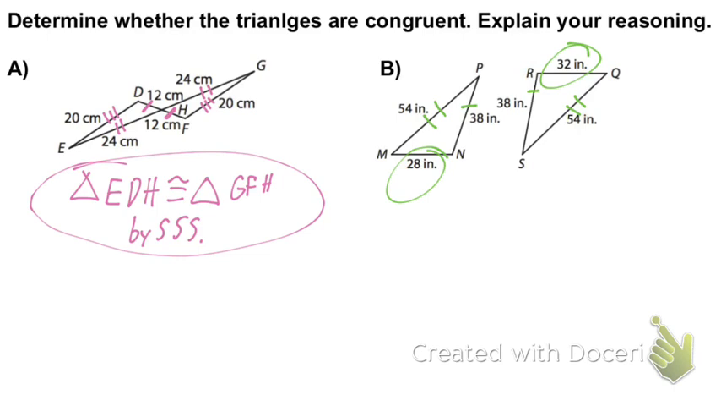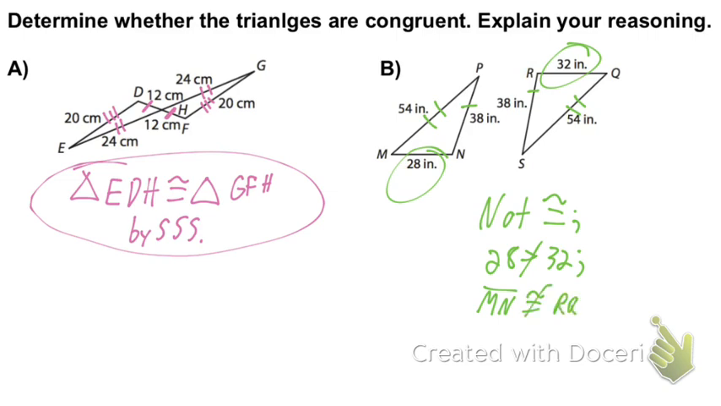So I would agree with you. I would say these are not congruent. As an explanation of your reasoning, you could just say 28 doesn't equal 32. You could also say, if you wanted, side MN is not congruent to side RQ. You could also say not all corresponding parts are congruent. It can keep going on and on.